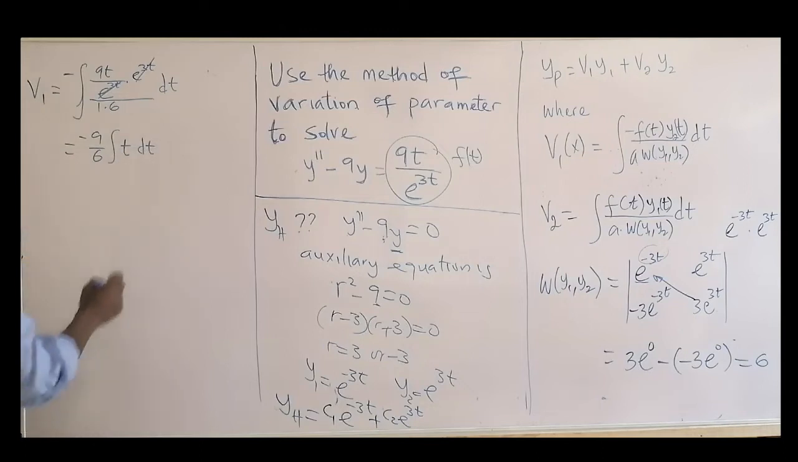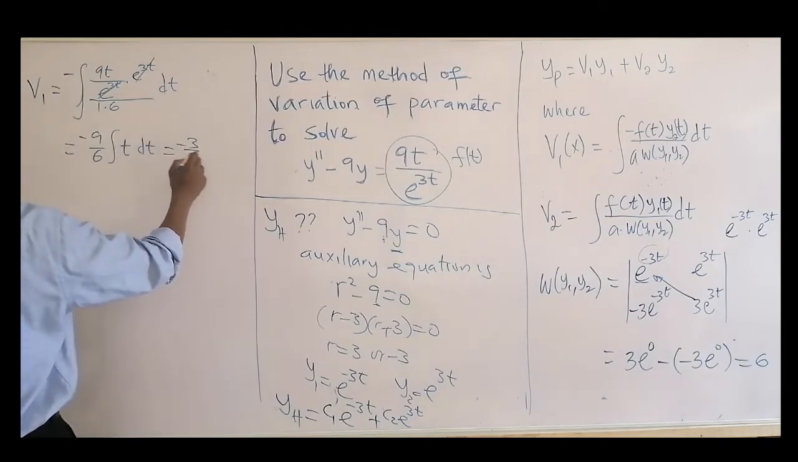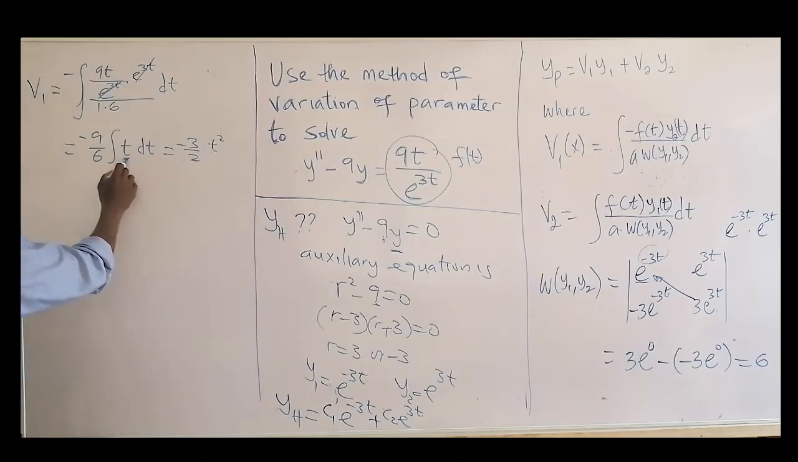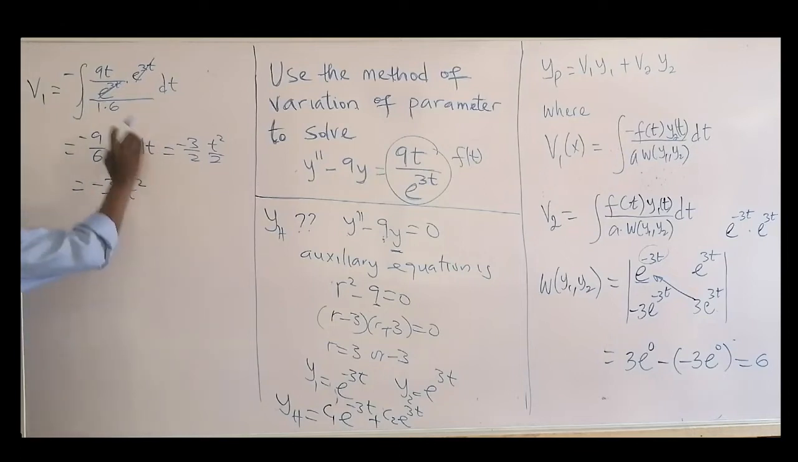Yeah, and that will be equal to minus 3 over 2 t^2. If you integrate the integral of t, that will be t squared over 2. Okay, and that will be equal to minus 3 over 4 t squared. And don't forget, when you are doing your v1, you won't put plus c for that integration.